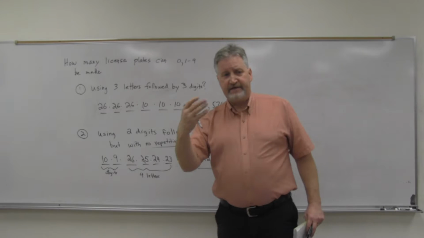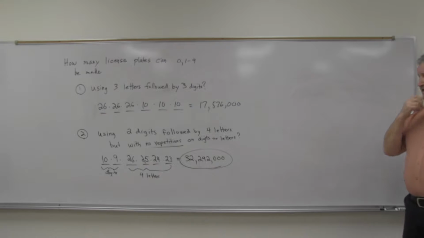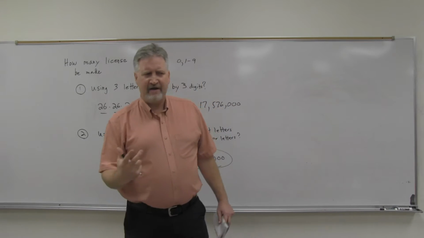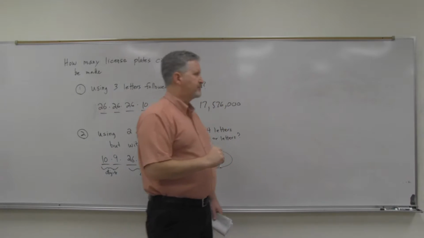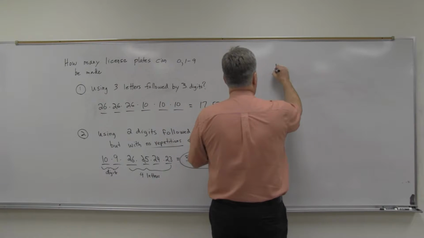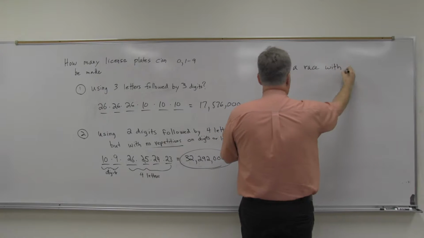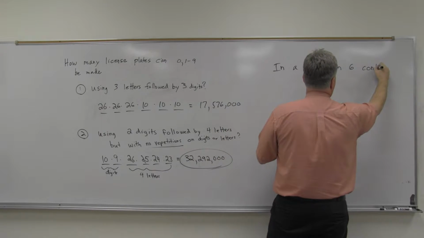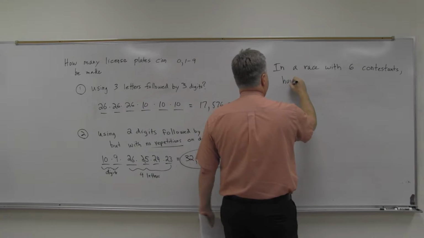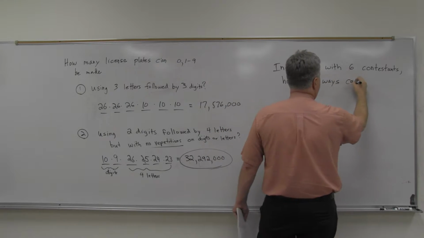Now, like I said, if you have your calculator, it would be a good thing to have at this point, because I'm going to take a look at a couple of buttons you may not have used before. Maybe you have, it's been a while. All right, so let's look at this. In a race with 6 contestants, how many ways can the finish occur?